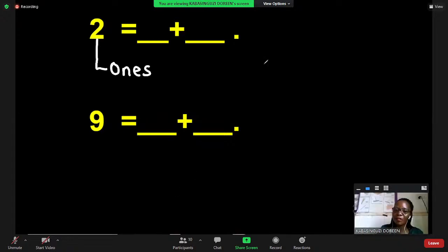We put the 2 in the second one, in the place value of 1s, and in the 10s we shall put nothing because there is completely nothing. We don't have any 10s here, so it will be 0 plus the 2. Are we together? The 2 is in the place value of 1s, so it will remain as 2.